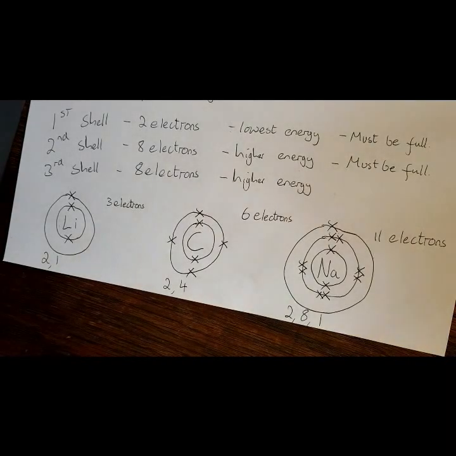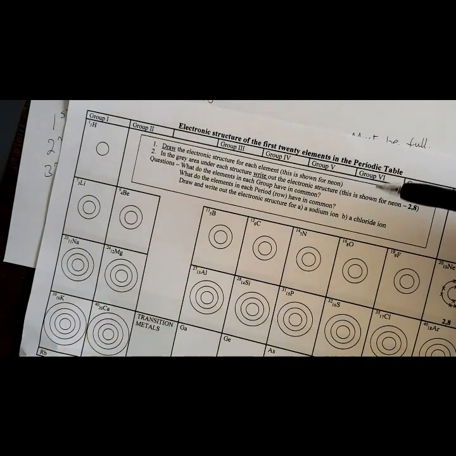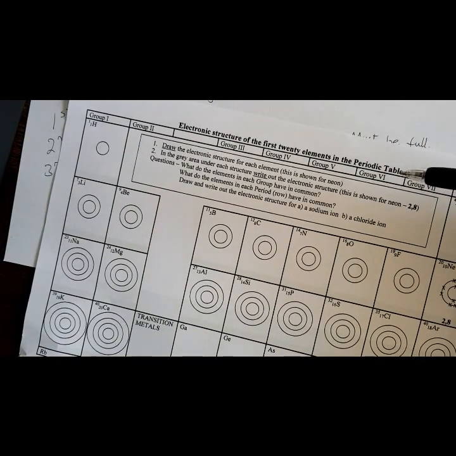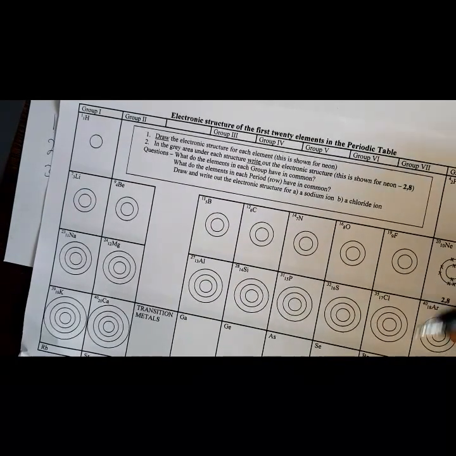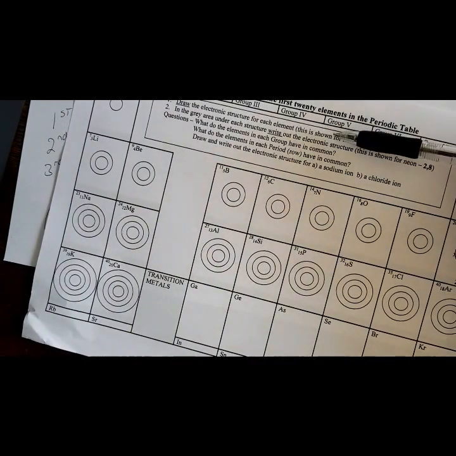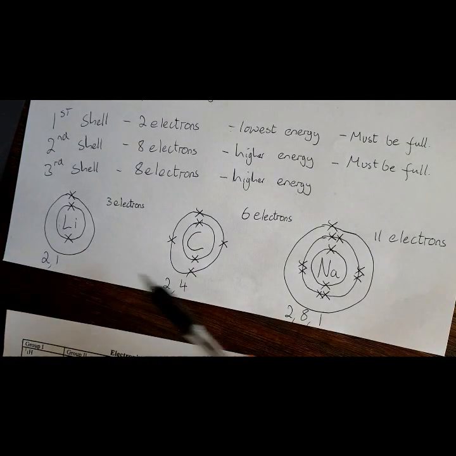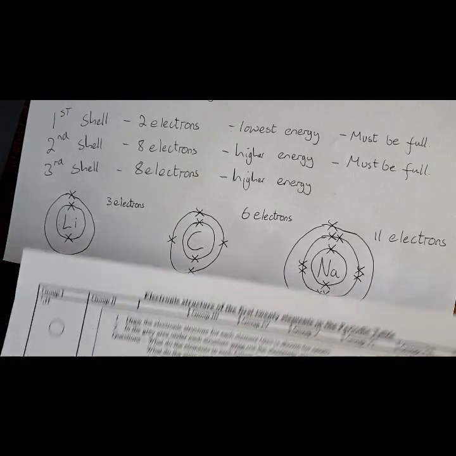Now you should have a worksheet with you as well, which is this one, the electron structure of the first 20 elements in the periodic table. I would like you to have a go at filling them all in. There are some questions here as well. So the first one is asking you to draw it. The second one is to write the electron structure, which is what I've done here, my 2, 1, 2, 4, 2, 8, 1.